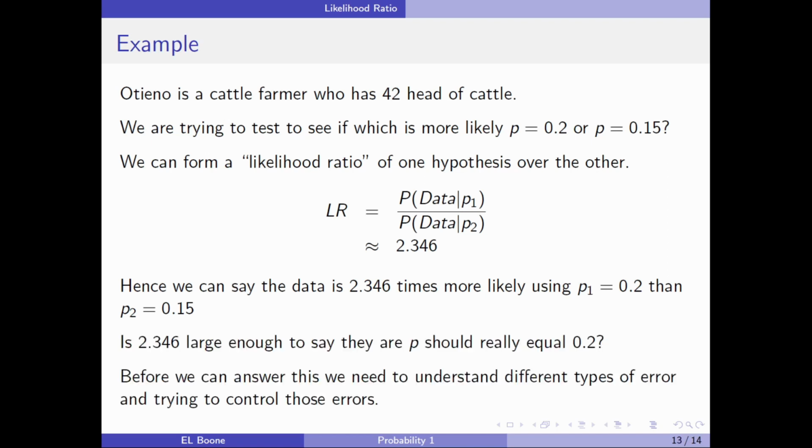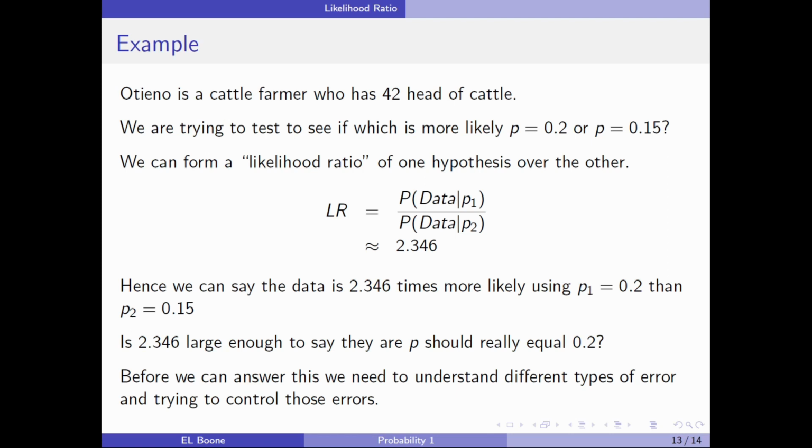Now, the question is, is 2.346 large enough to say that P should really equal 0.2? Well, that's a little bit harder of a question because this leads to the idea of statistical significance. And statistical significance, while it has something to do with probability, is not directly related to probability distributions. It's a more general idea, and we're going to talk about that later in the next section when we talk about inference on single sample parameters.